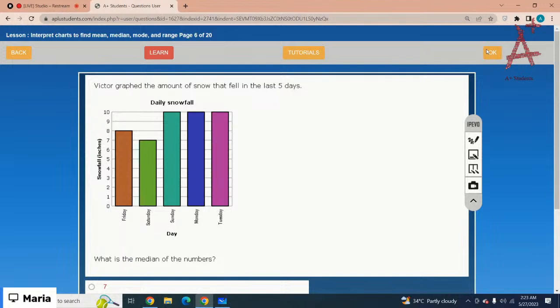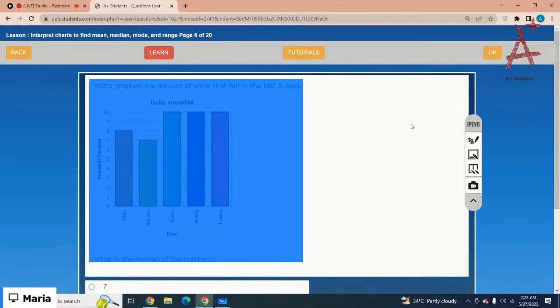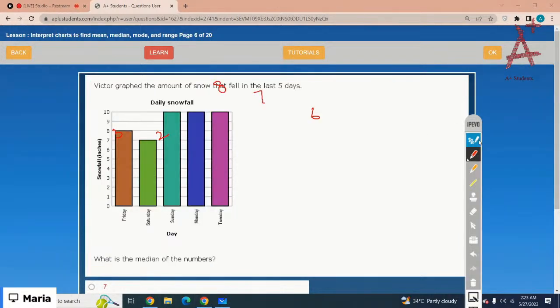For the median, you have to arrange the numbers from least to greatest. The median is the middle of the data. Here the numbers are 8, 7, 10, 10, and 10. Just arrange them. It would be 7, 8, 10, 10, and 10. So which is the median of the data?